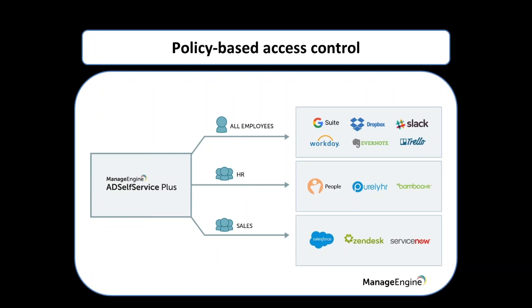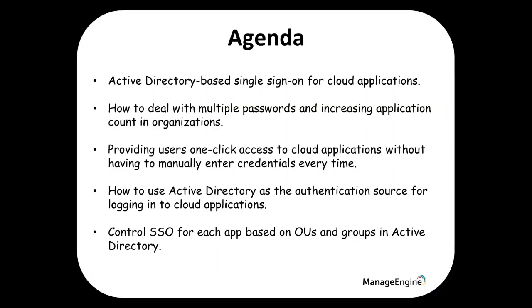You can decide which user needs privilege to access a particular application and thereby customize access to applications based on Active Directory organizational units and groups. So I'm also going to show you how that works. I'm going to show you how you can customize policies, self-service policies in the AD Self-Service Plus portal, and thereby restrict or provide access control to applications. And that is what we're going to be seeing today as well.